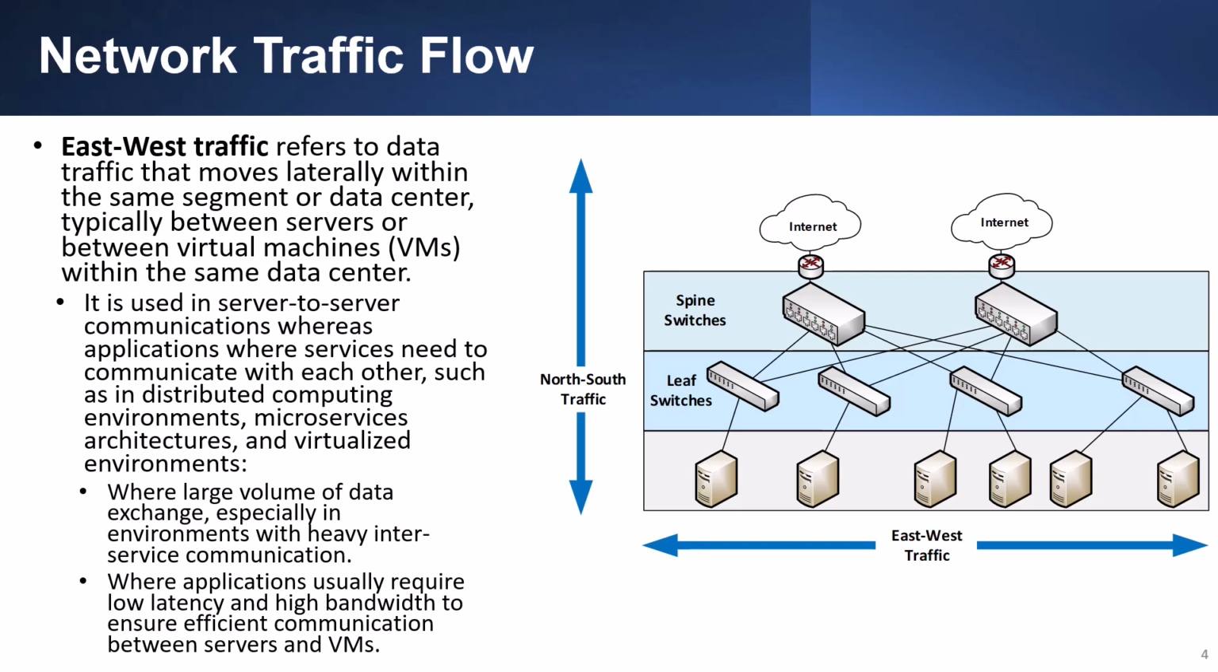East-west traffic refers to the data traffic that moves laterally within the same segment or data center, typically between servers or between virtual machines within the same data center. It is used in server-to-server communications, where applications and services need to communicate with each other, such as in distributed computing environments, microservice architecture, and virtualized environments. It involves large volumes of data exchange, especially in environments with heavy inter-service communications, and applications usually require low latency and high bandwidth to ensure efficient communication between servers and VMs.